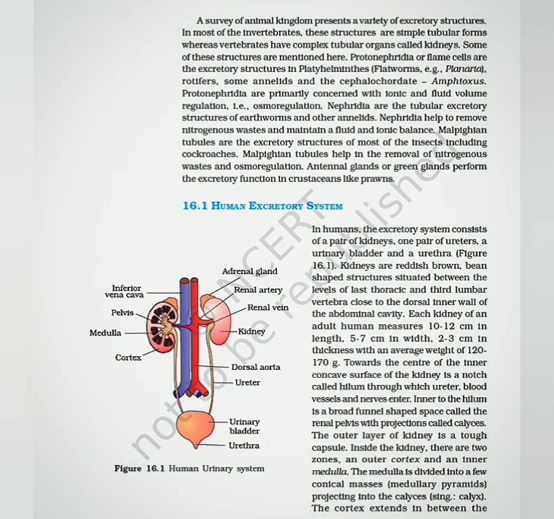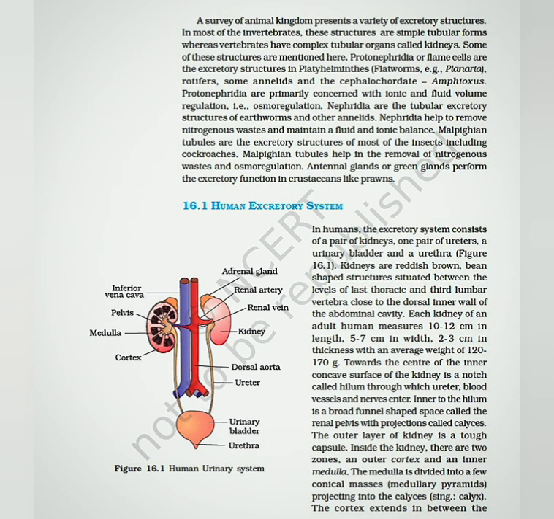A survey of the animal kingdom presents a variety of excretory structures. In most of the invertebrates, these structures are of simple tubular form, whereas vertebrates have complex tubular organs called kidneys. Some of these structures are mentioned here. Protonephridia or flame cells are the excretory structure in Platyhelminthes, that is, flatworms, for example planaria, rotifers, some annelids, and the cephalochordate Amphioxus. Protonephridia are primarily concerned with ionic and fluid volume regulation, that is, osmoregulation.